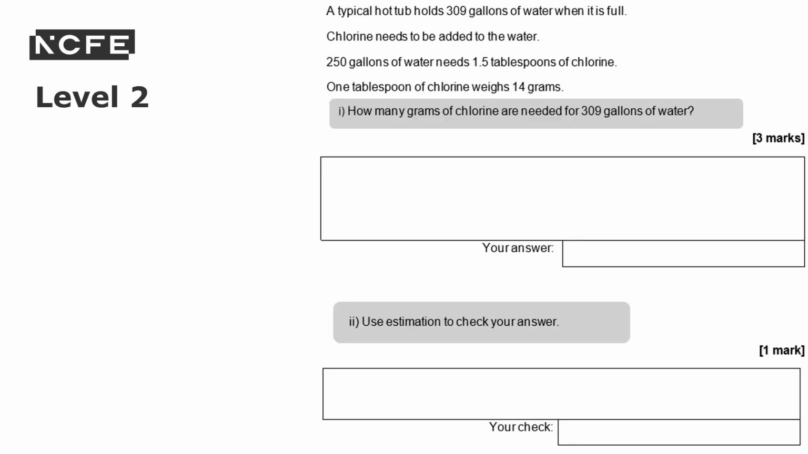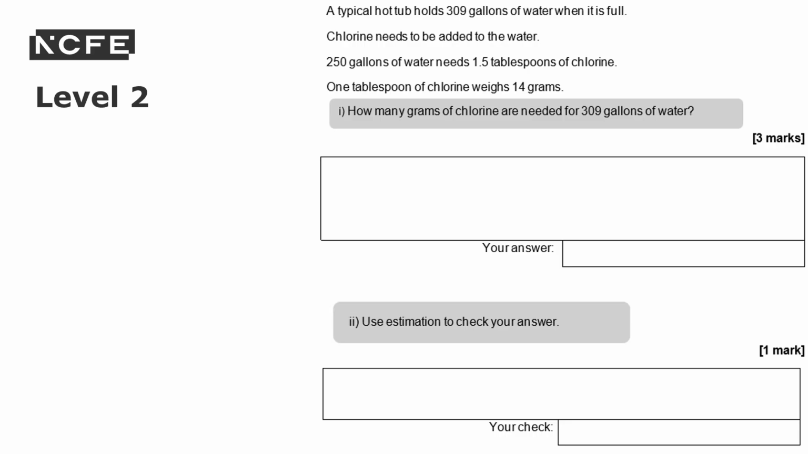A typical hot tub holds 309 gallons of water when it is full. Chlorine needs to be added to the water. 250 gallons of water need 1.5 tablespoons of chlorine. 1 tablespoon of chlorine weighs 14 grams. How many grams of chlorine are needed for 309 gallons of water?